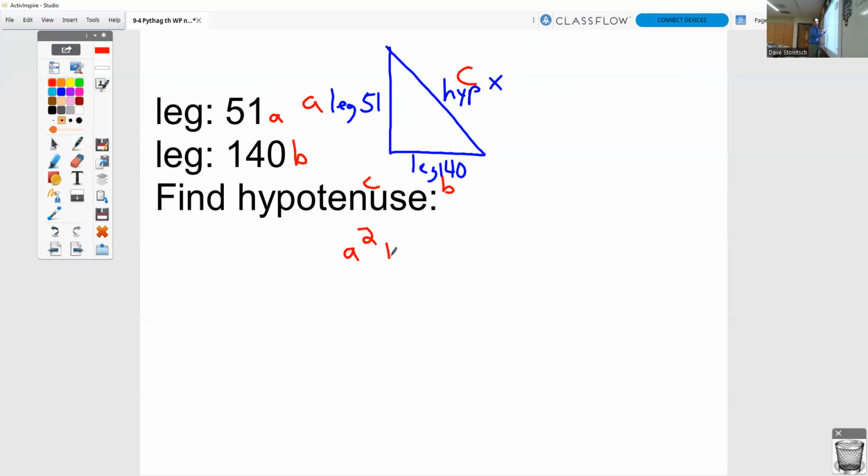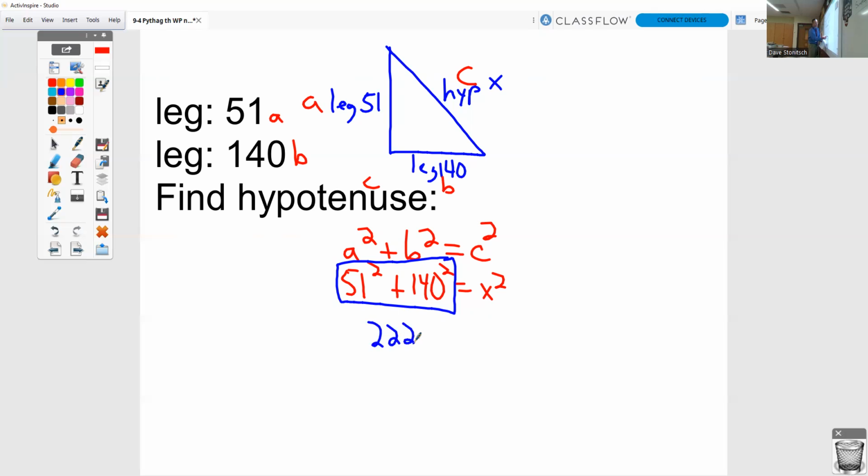In every single question in the whole entire chapter, you are doing A squared plus B squared equals C squared. And when we go to solve this, you have 51 squared plus 140 squared equals x squared. Because we're solving for the C side, you want to take this left-hand side of the equal sign and type it right into the calculator. We have this x squared all by itself already. So 51 squared plus 140 squared is 22,201, and that equals x squared.